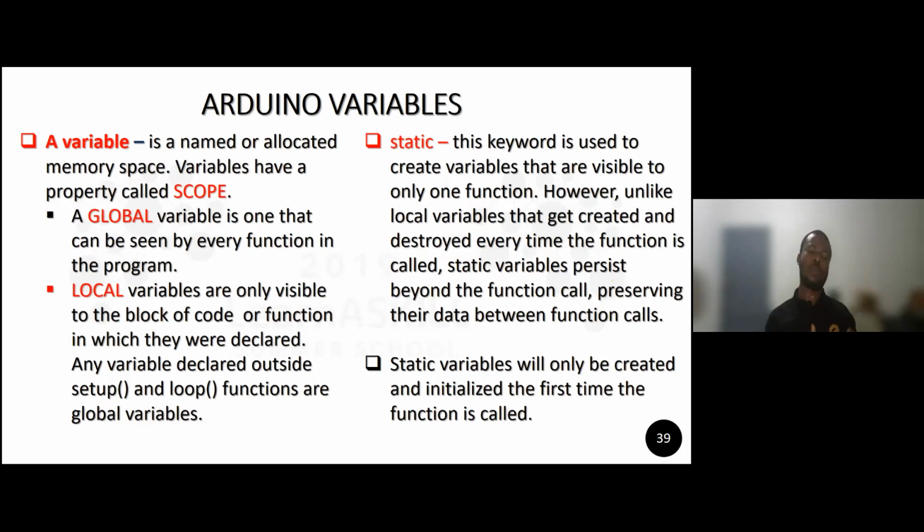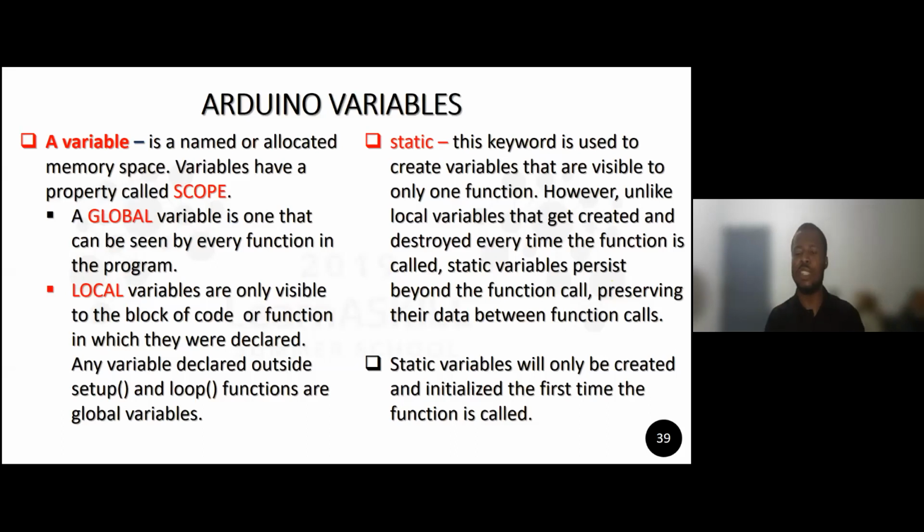So in programming too, we have something called variables, which are named or allocated memory spaces. So we put a value somewhere in memory, and in order to remember the place where we stored our value, we assign it a name, okay? A very nice name that we can remember, okay? So that is variables, and we'll be looking at it.